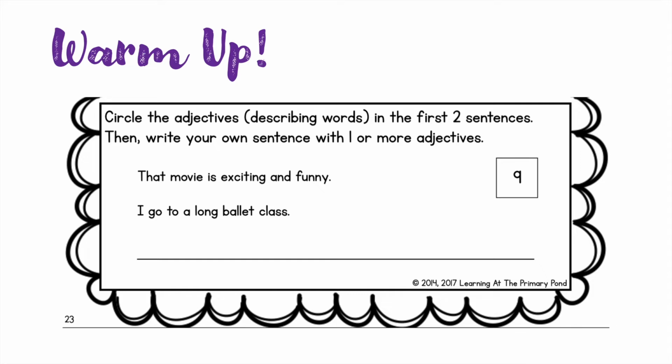The first sentence says, that movie is exciting and funny. What words did you circle? Exciting and funny. Those two words are describing the movie. Therefore, those two words are the adjectives.